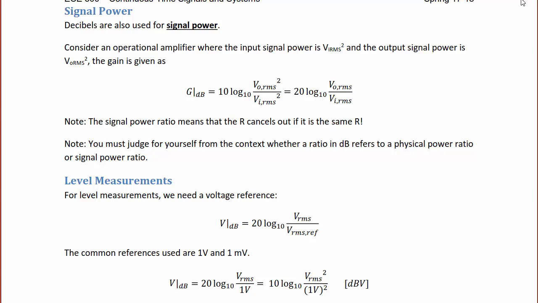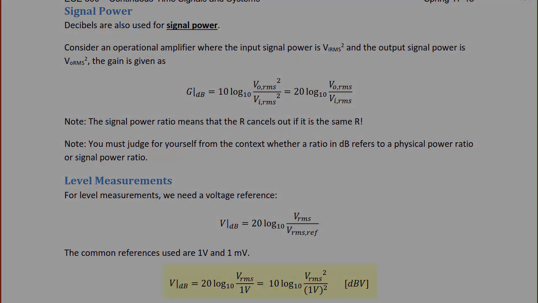Level measurements. For level measurements, we need a voltage reference, just like we did for a power level measurement. So the voltage in decibels would be 20 log base 10 of the voltage RMS divided by the voltage RMS reference. So common references are 1 volt and 1 millivolt, kind of like how we had 1 watt and 1 milliwatt. So the voltage in decibels would be 20 log base 10 volts RMS with respect to 1 volt, or 10 log base 10 volts RMS squared divided by 1 volt squared in dBV.